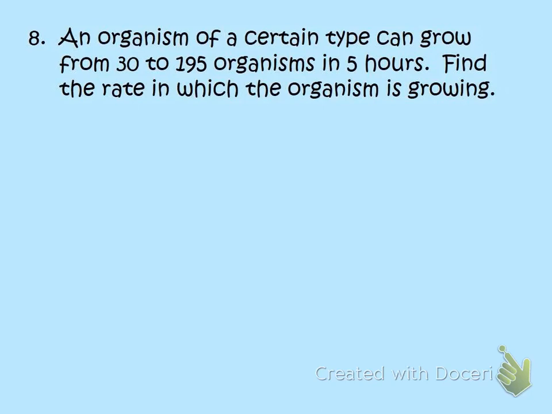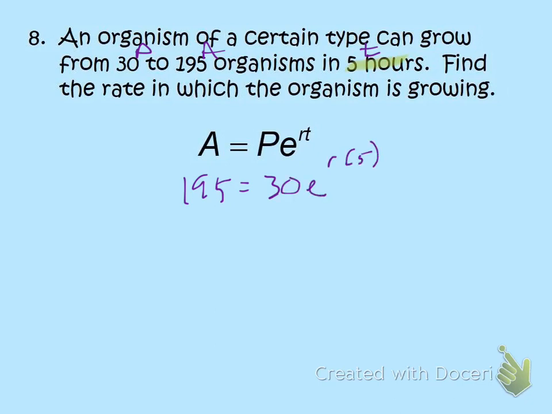Number 8: an organism of a certain type can grow from 30 to 195 organisms in 5 hours. Find the rate at which the organism is growing. Now, we're talking about growth in 5 hours, not in a year. So that means we want to use that last formula, right? A is your final amount, that's 195. P is your initial amount, that's your 30. We're talking about 5 hours, that's your time. And we're trying to find the rate. And so your formula would look like this.